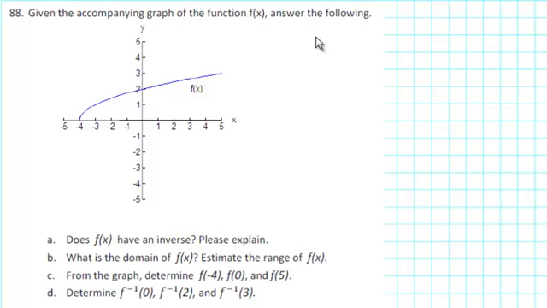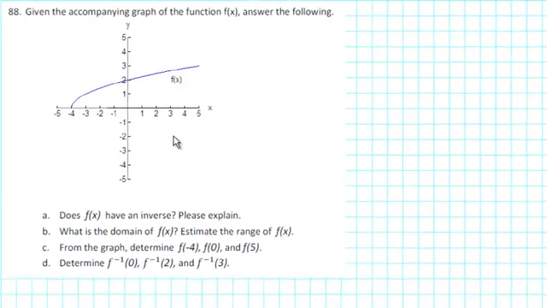Given the accompanying graph of the function f, answer the following. A. Does f have an inverse? Please explain. To determine whether f has an inverse, we can apply the horizontal line test.